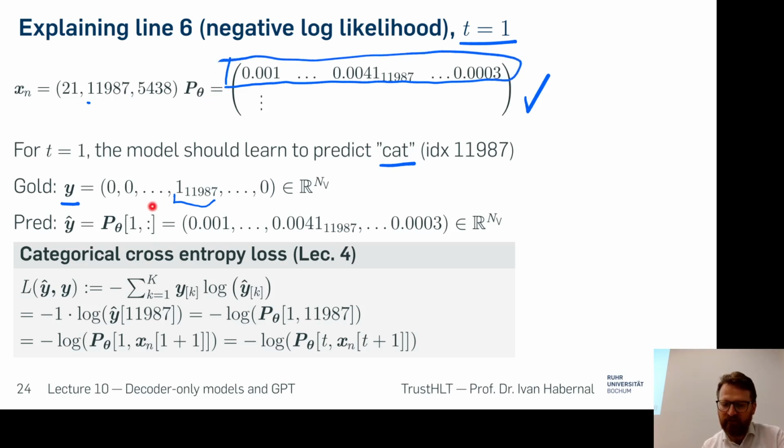And this looks exactly like this. So this is exactly this row. So we have this prediction y hat, and the gold standard is y. So far, so good? Okay.